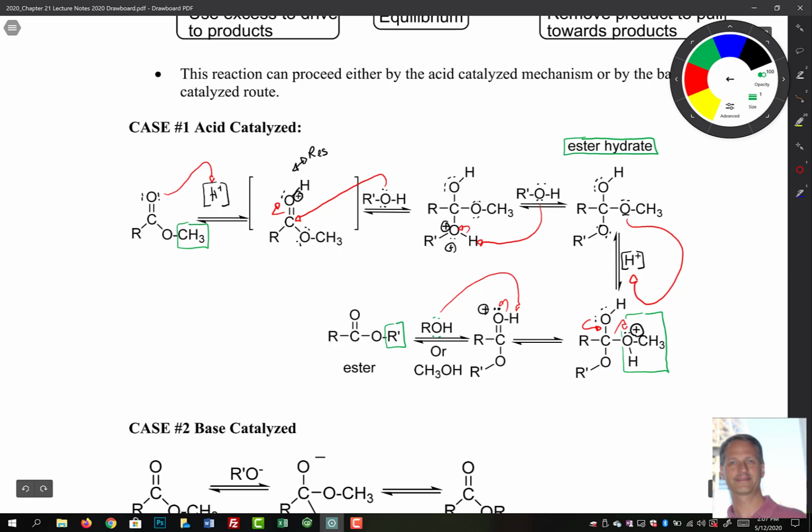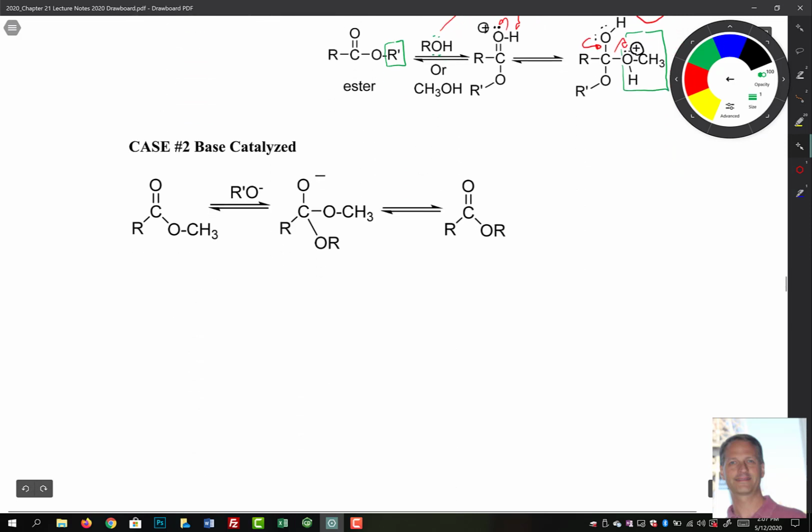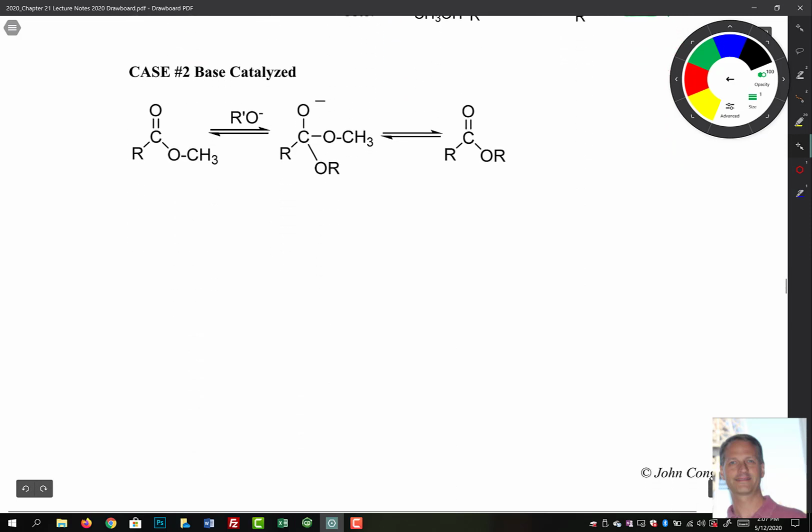All right, now, what about base catalyzed? Well, base catalyzed is fairly straightforward. All we're going to do is take our RO minus, with the electrons. We're going to swing around and grab a hold of that carbon and do this.